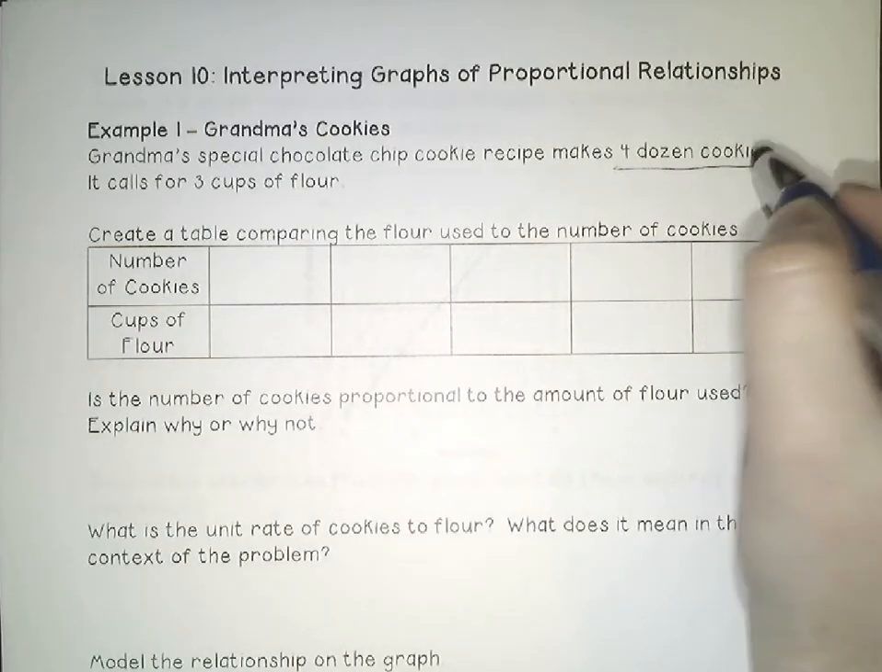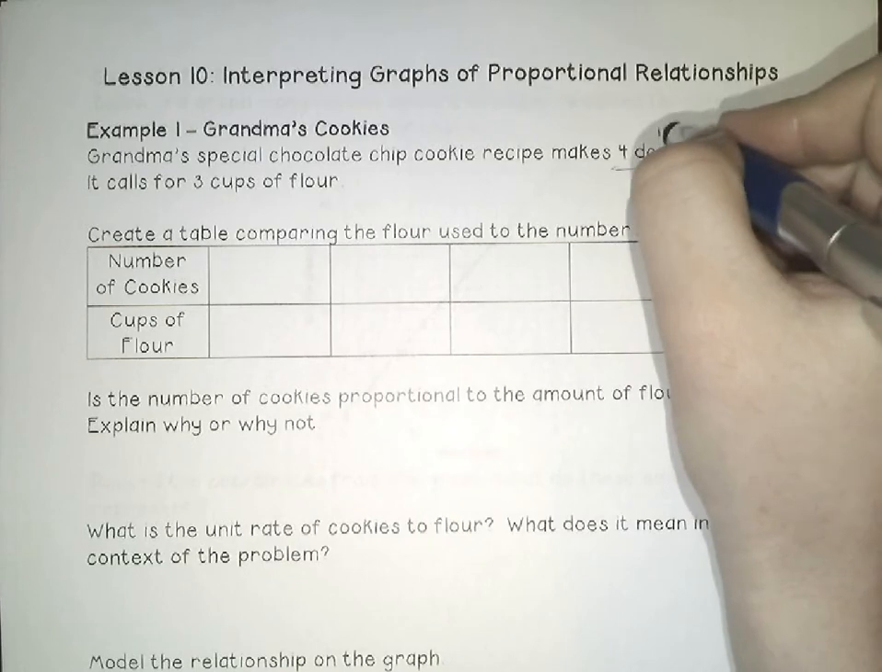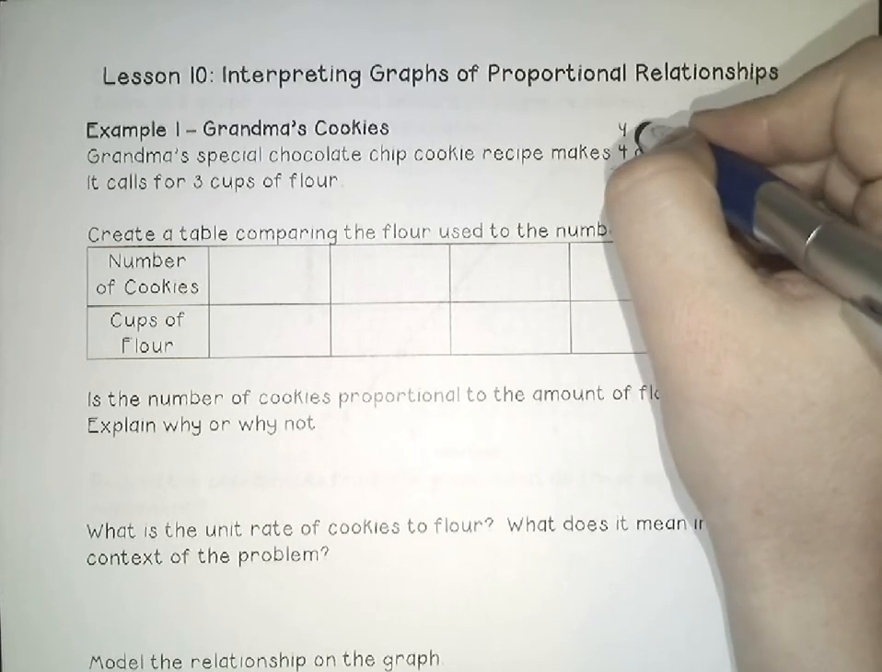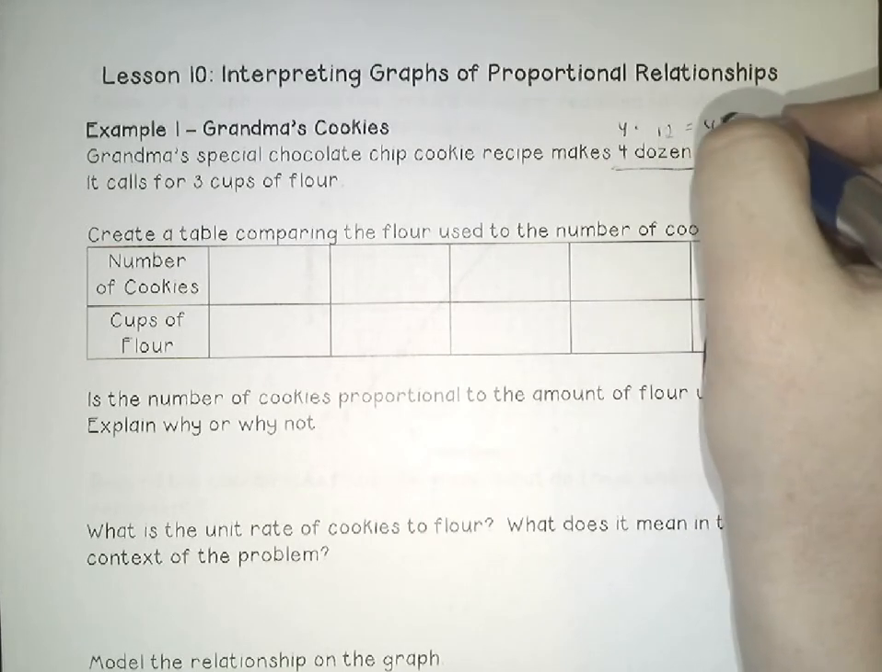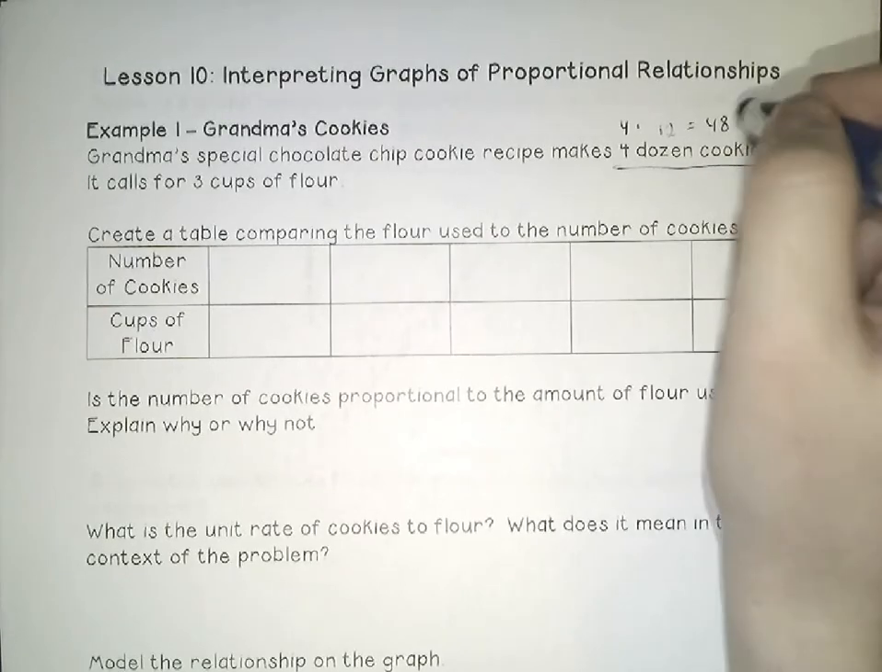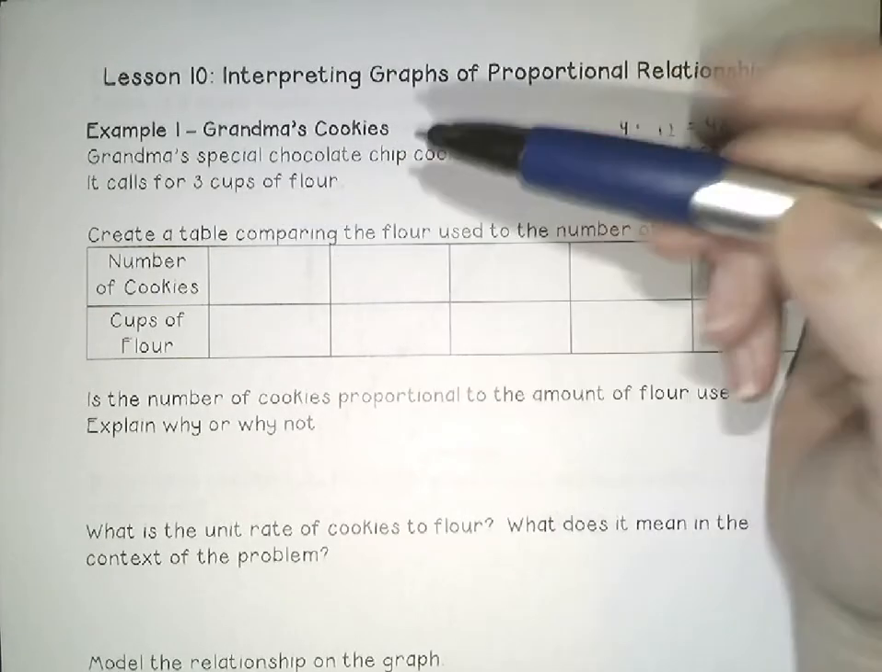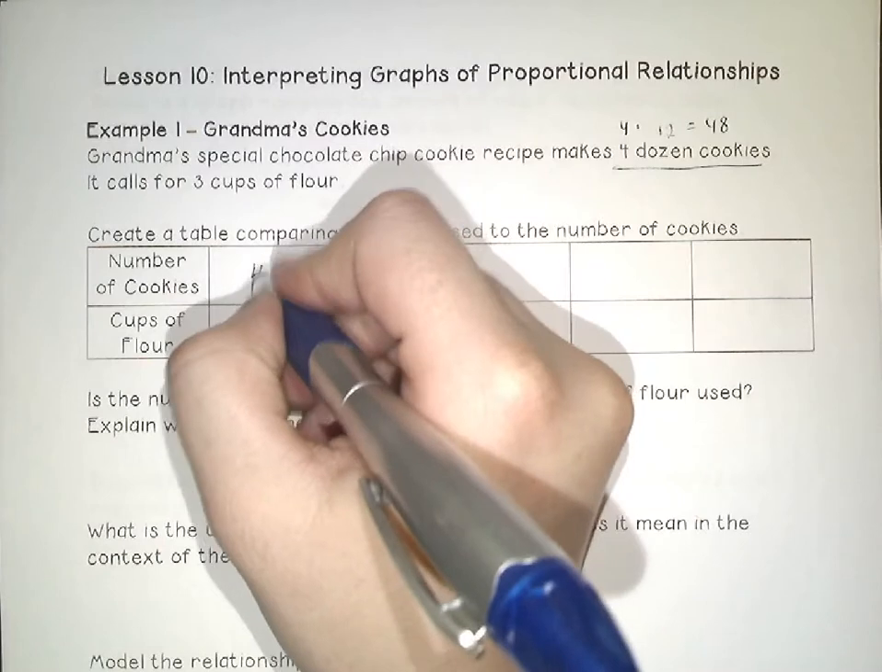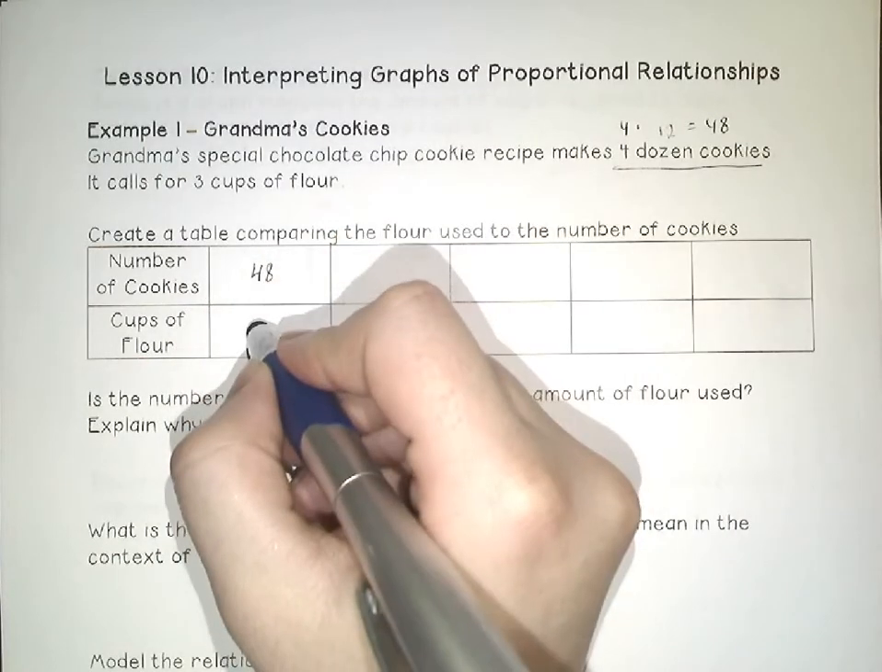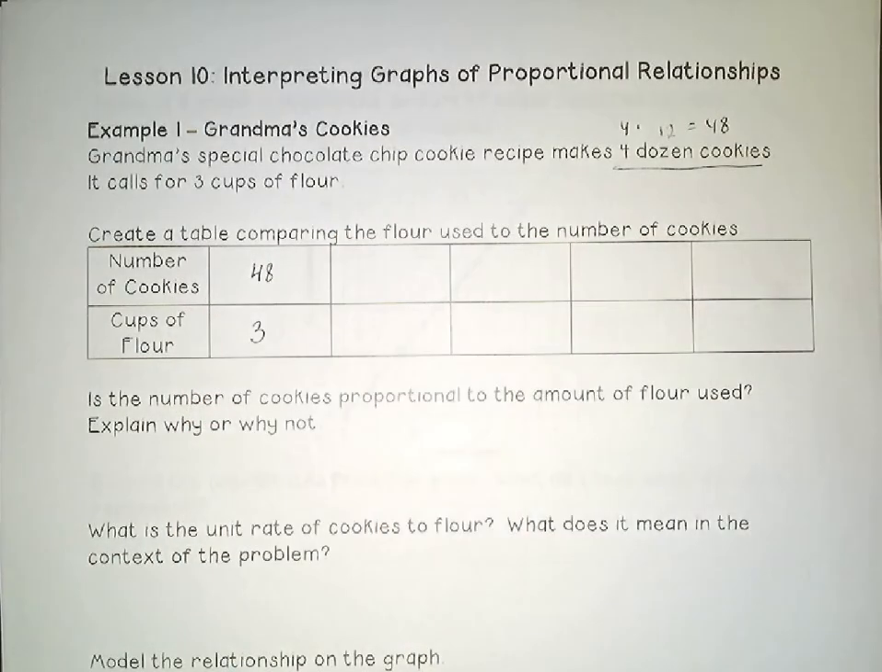Since there are 4 dozen cookies and the dozen is 12, I will just multiply 4 by 12, and that will give me 48 cookies. 48 cookies I can make with 3 cups of flour. So 48 cookies with 3 cups of flour.